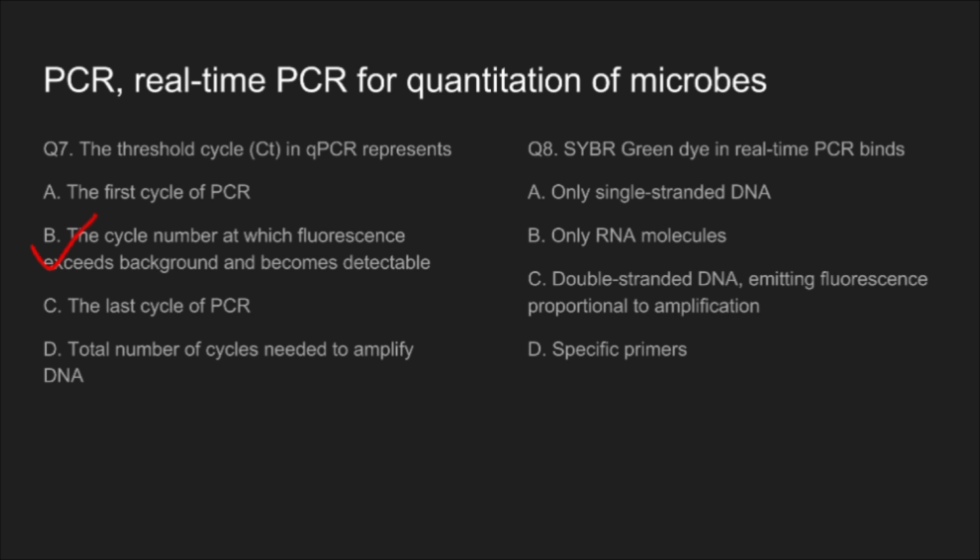So CT is inversely proportional to the initial amount of target DNA, and a lower CT indicates higher starting template concentration. Simple funda. Question 8.